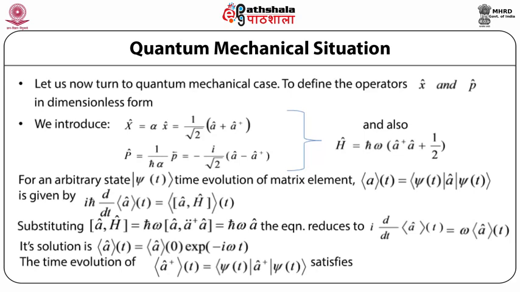The above differential equation representing the equation of motion reduces to i times the derivative with respect to time of the matrix element of A as a function of time, equal to ω times the matrix element of A as a function of time, and its solution is that the matrix element of A as a function of time is equal to the matrix element of A at t = 0 times exponential to the power minus iωt.